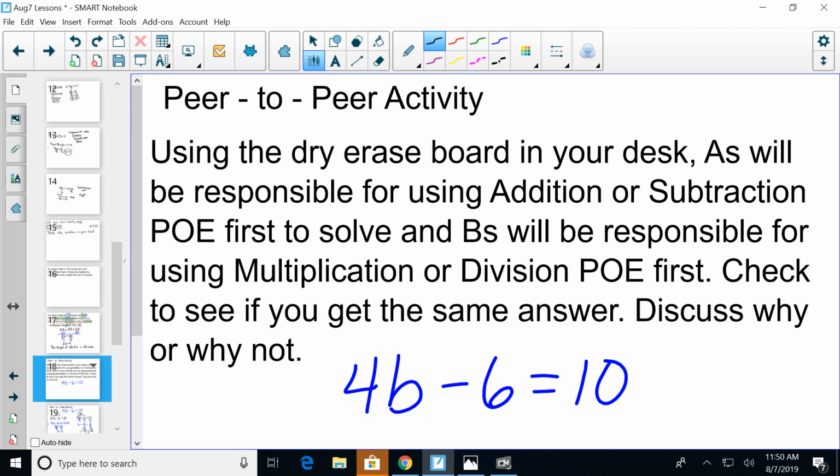Y'all are partners, and y'all are partners. And I'm her partner. Okay, we don't have any other room. It's A and B's that are matched together. A's are not together. Wait, so we're supposed to have the same answer? Yes, you should get the same answer.